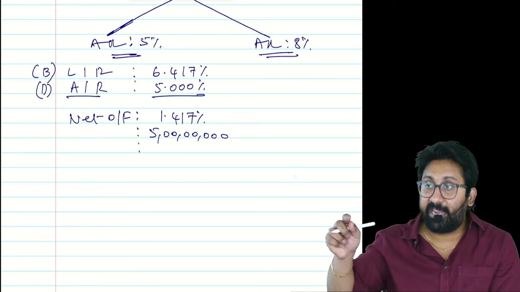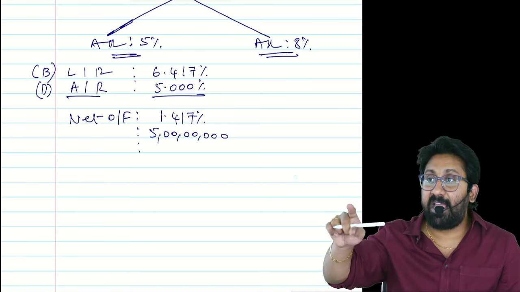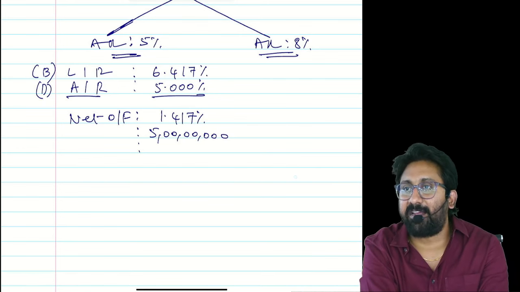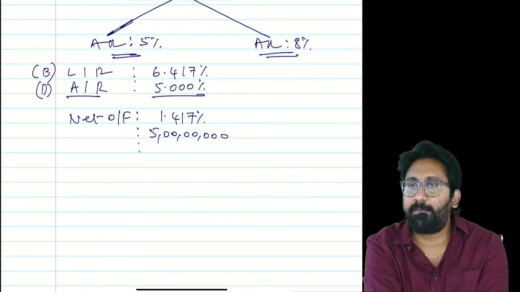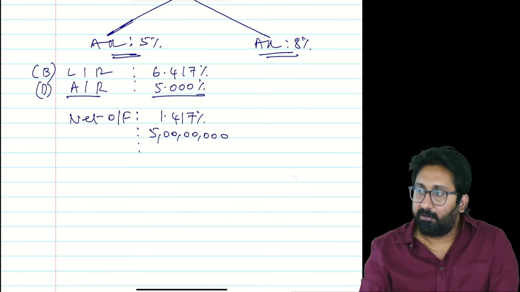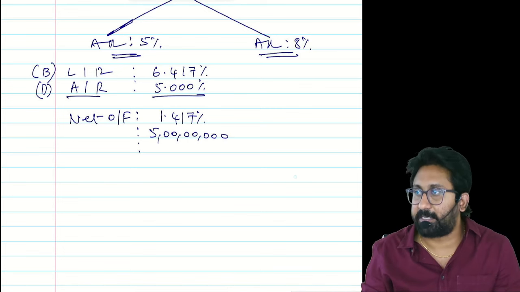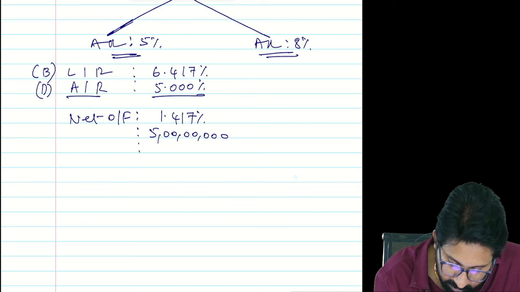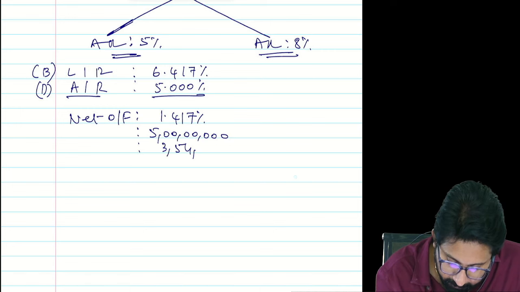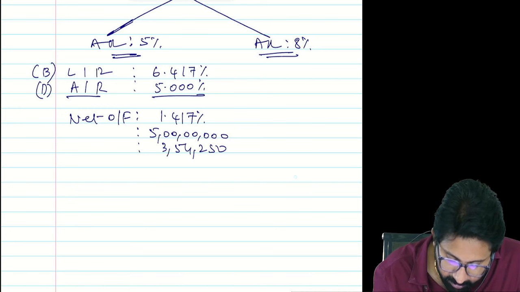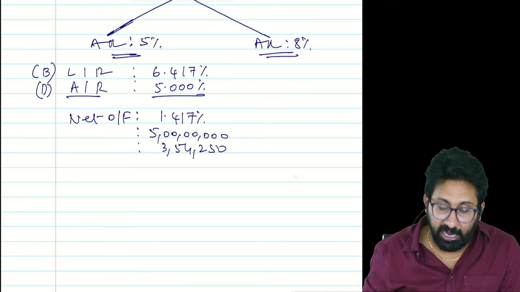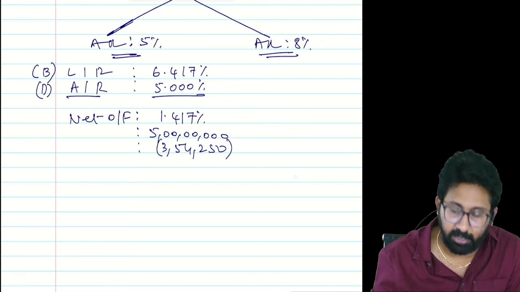No, 7 lakh is for 1 year. We calculated 6.417 per annum. We want it for 6 months. 5 crore into 1.417% into 6 by 12 gives 3,54,250. This is a net outflow.